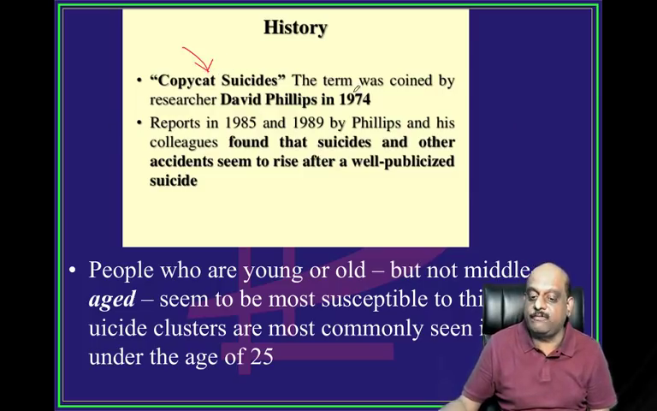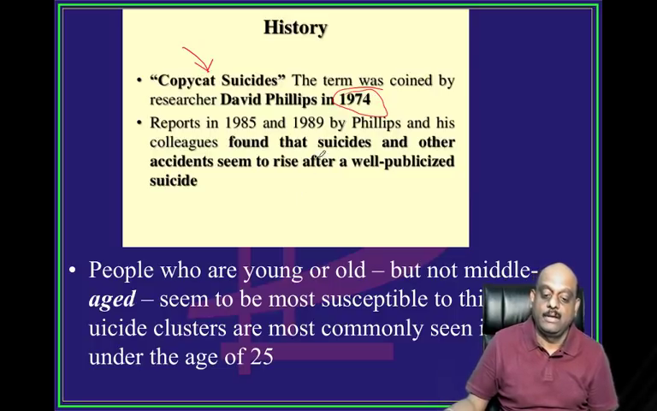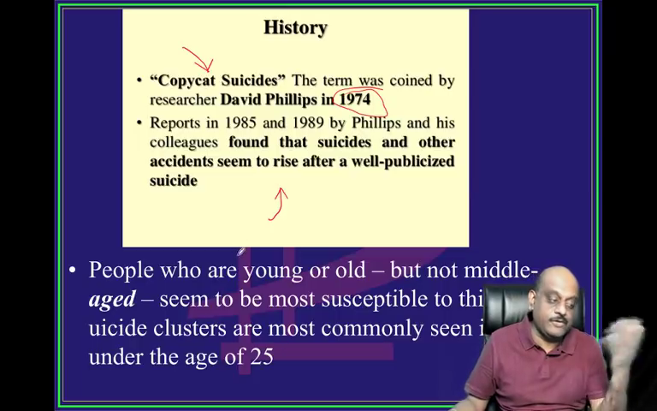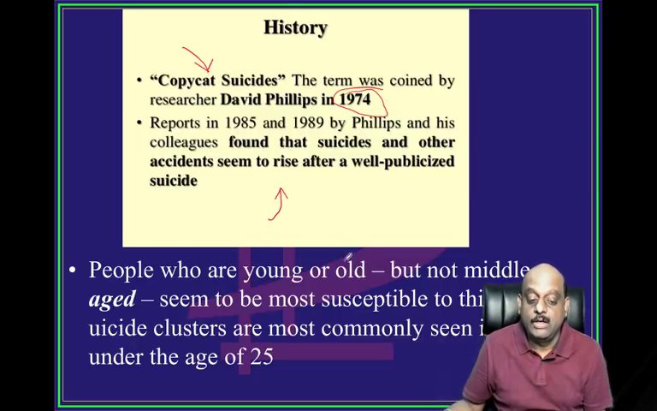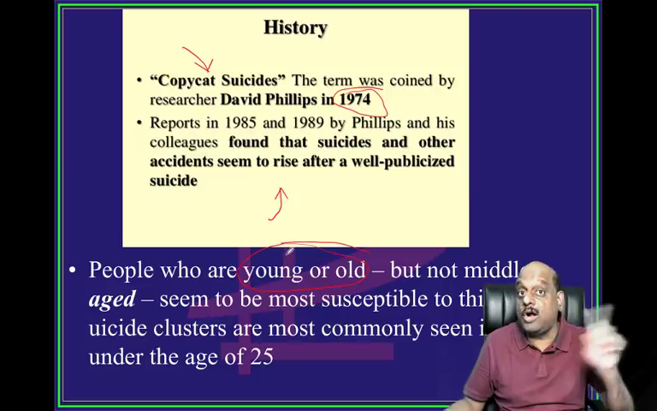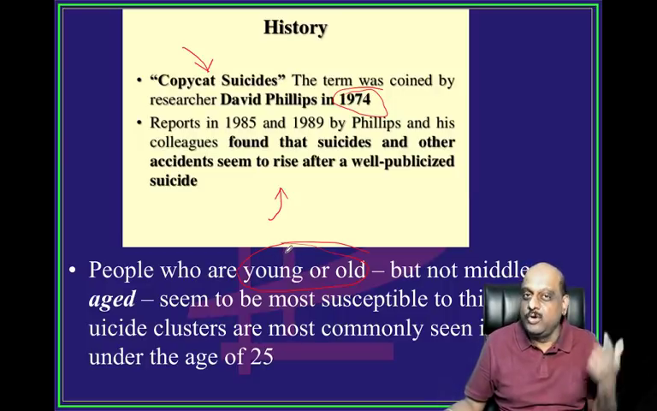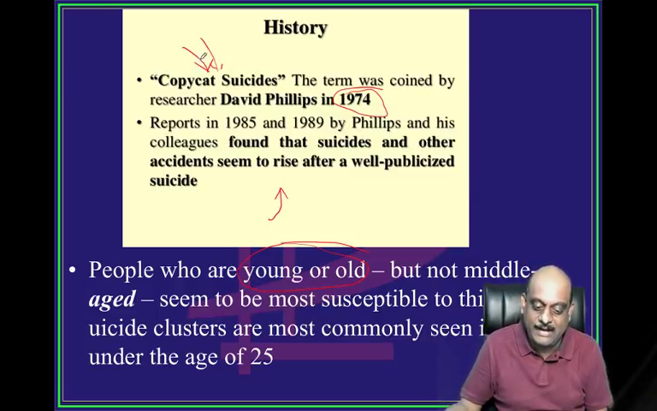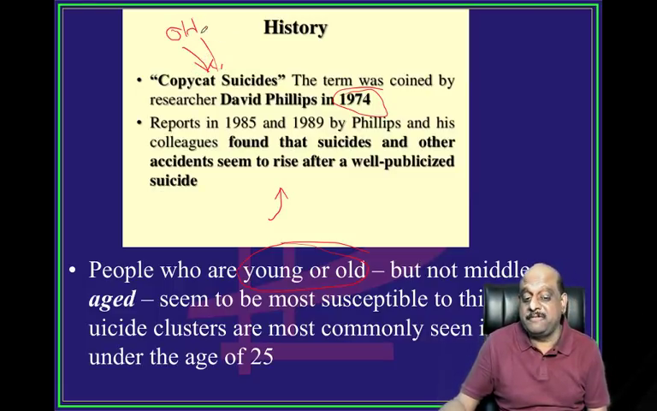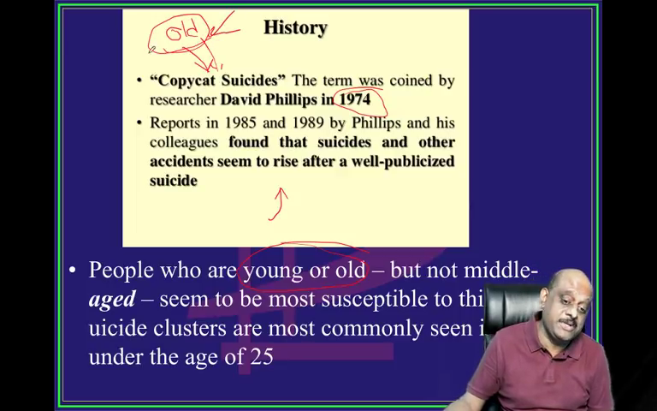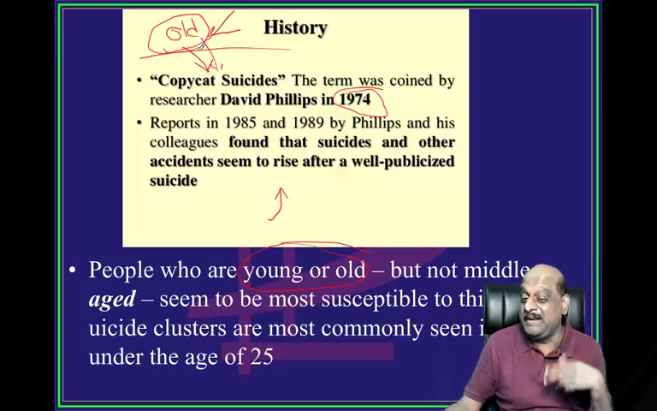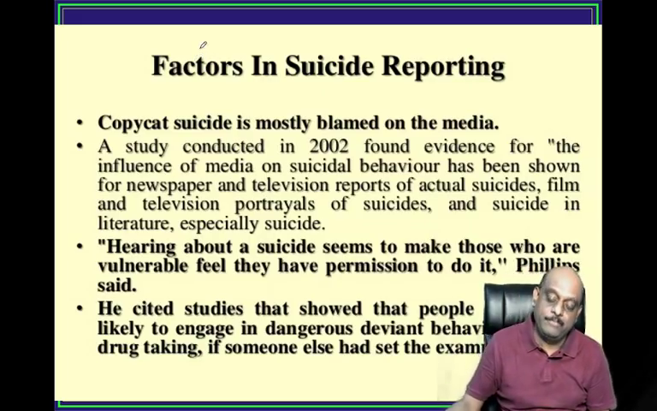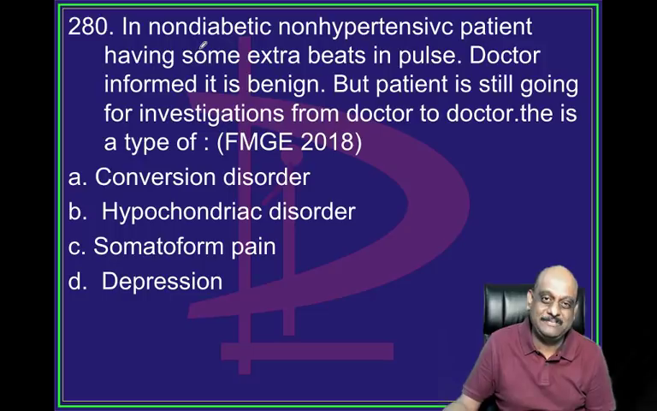Copycat suicides was a phenomenon in 1974. Suddenly the suicide rate started going up because a lot of suicides are written in the newspaper. So people who are young or old, not middle-aged. Middle-aged people know to not just because कोई मर गया तो वो नहीं जाके मरते. मगर old people, oh my friend, all the time we both worked together. That fellow finally shot dead. I should also shoot dead. So children and old people में copycat suicide होता है.